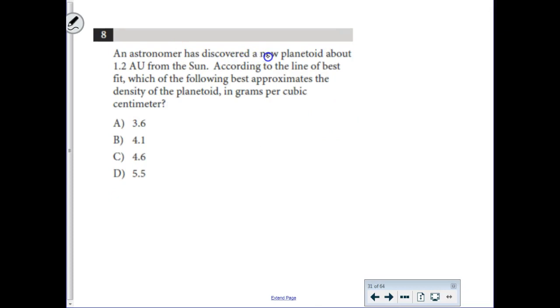An astronomer discovered a new planetoid with a 1.2 AU from the sun. Cool. According to the, now careful here, according to the line of best fit. So you have to look at the line and not the scatter plot here. They want to know the density of the planetoid.